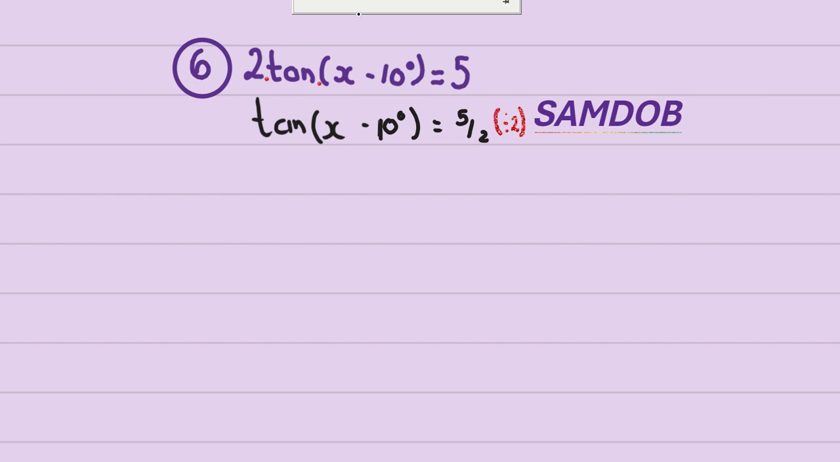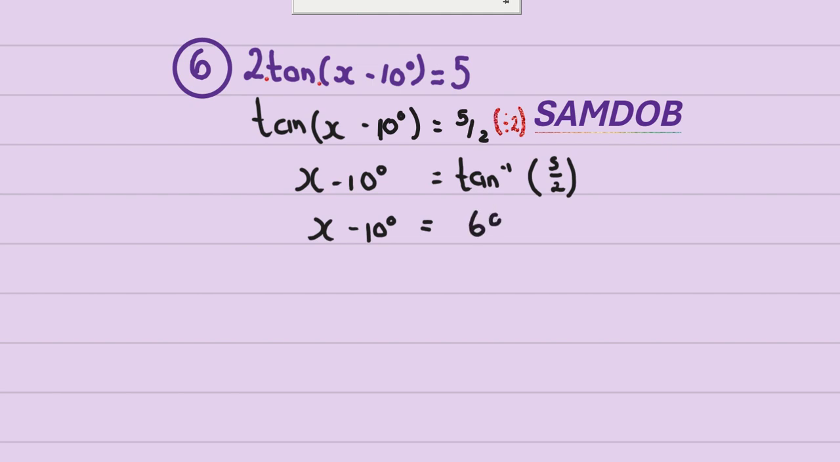So we go that the x minus 10, right, is going to be equal to arctan of 5 over 2, okay? And now again we grab our calculators and we say shift tan 5 over 2. Well, that gives us 68.1985. So x minus 10 degrees is equal to 68.1985. Right? Try to keep at least 4 decimals in your answer, but do not clear your calculator.